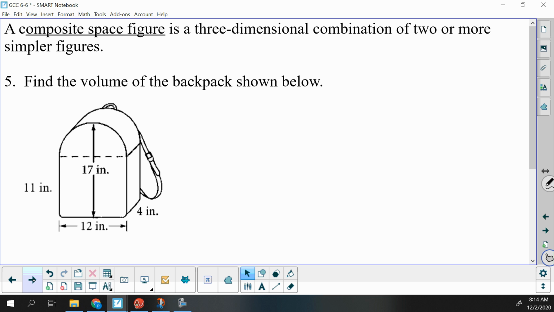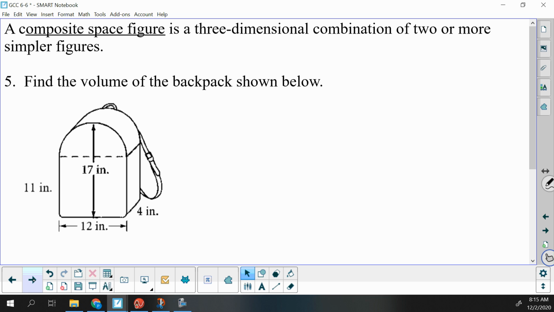All right, next we're going to look at some composite figures. So composite figures are just multiple shapes put together, and we're going to find the volume of those. So our two shapes we have here for this backpack are a rectangular prism, so the bottom there, and we have half of a cylinder.